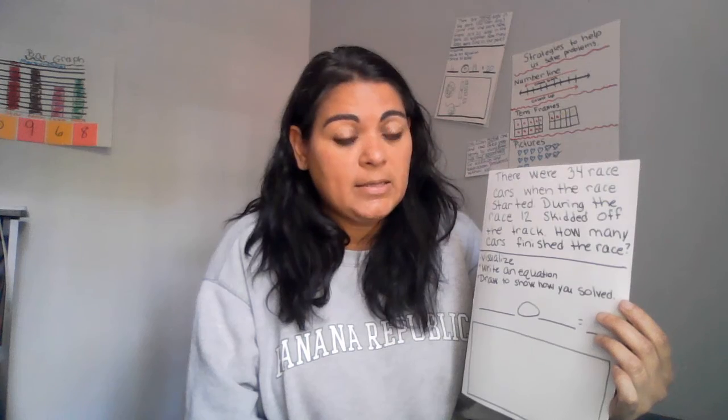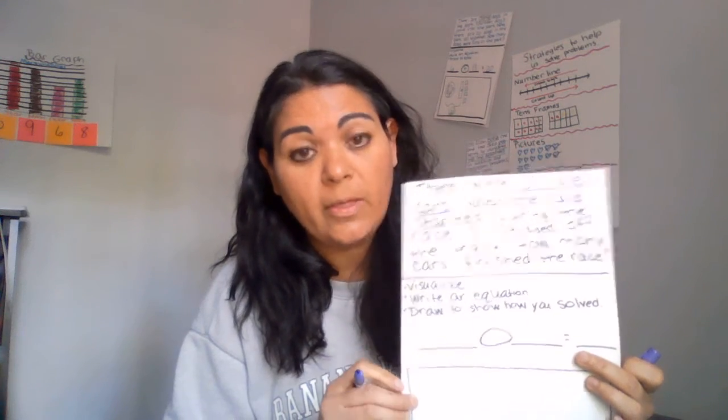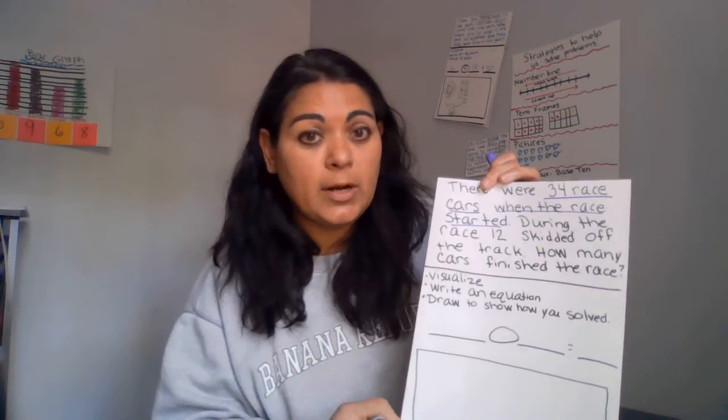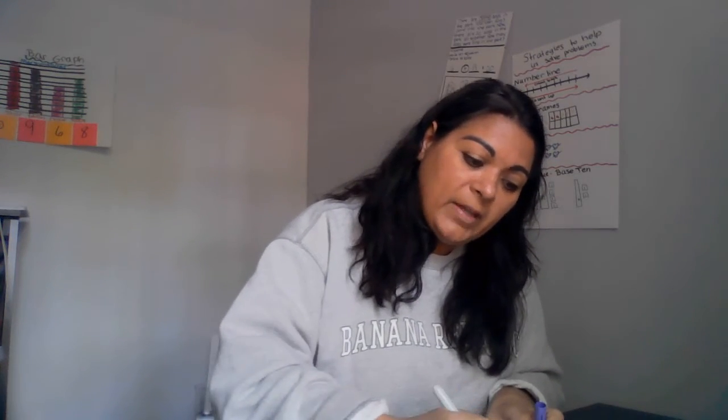Let's circle or underline the information that is given to us. So first, how many cars started the race? 34. So I'm going to circle that, 34 cars. And I'm even going to underline when the race started, because that gives me a clear picture of the group that I am starting with. There were 34. During the race, 12 skidded off. So hopefully when you used your eyes inside, you saw 12 skidded off the track. So I'm just going to underline 12 skidded off. How many cars finished? We want to know how many finished, so let's underline that. Those are important words that tell me what they're looking for.